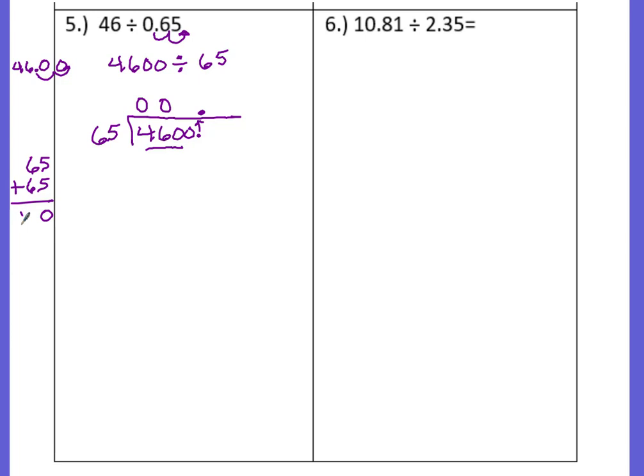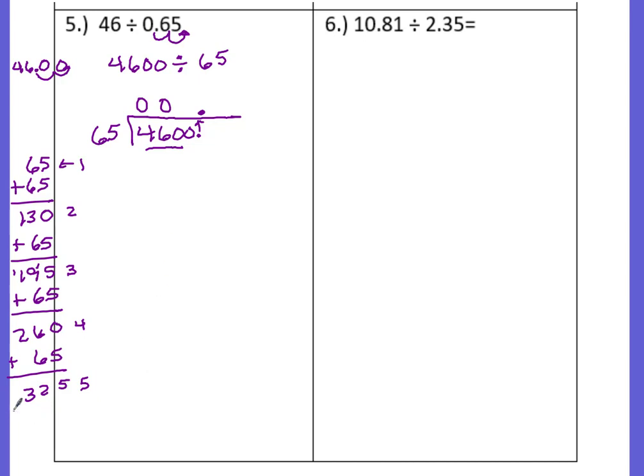65 plus 65 is 130. Okay, so this is one 65. This is two 65s. Can add another 65. I get 195. So that's three 65s. Not enough, so I keep adding. Add another 65, that's 260. So that makes four 65s. It's still not enough. So I'm going to add another 65. That's 325. So that makes five 65s.